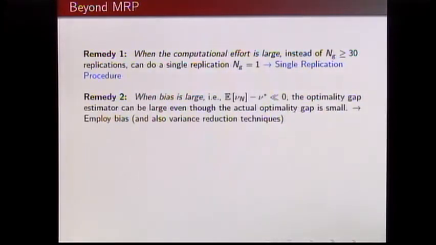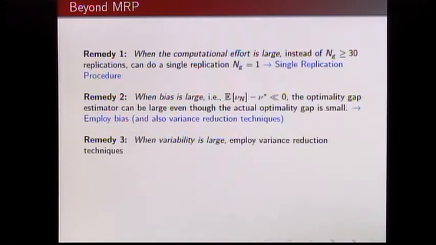Another thing is when the bias is large, right? This will cause issues. So you can employ bias reduction or variance reduction techniques. As I discussed before, variance reduction sometimes decreases the bias, so you can do this better. I've worked on some remedies for that. So when the variability is large, it's easy to do variance reduction in each batch, as long as they're IID. You can also do this for the single replication procedure, by the way.